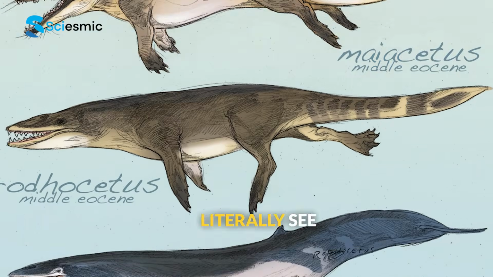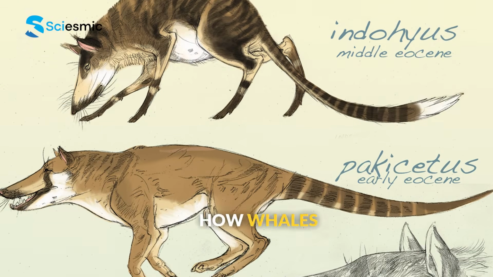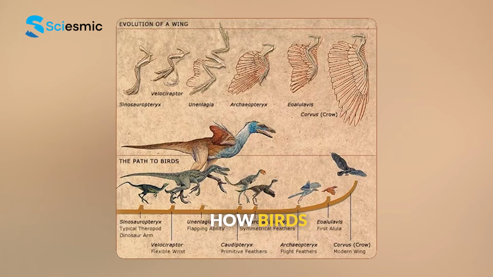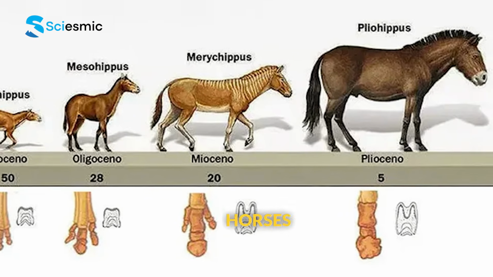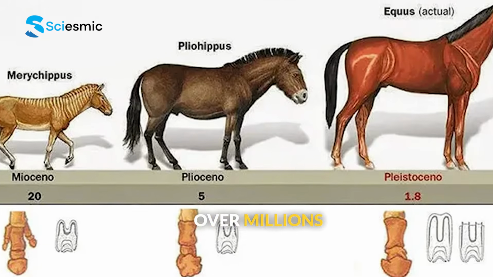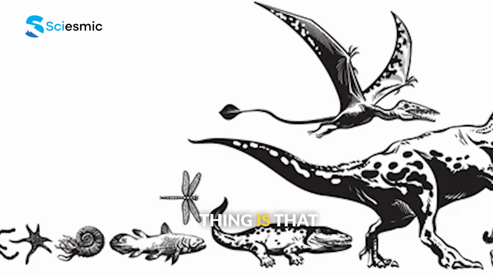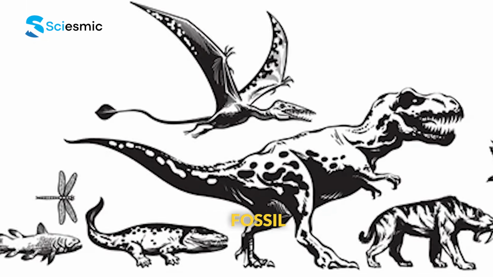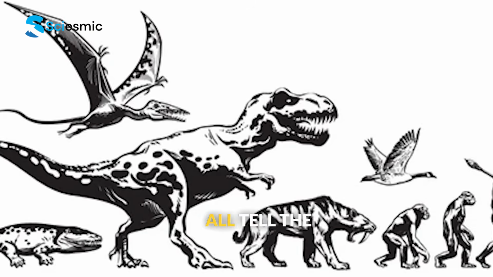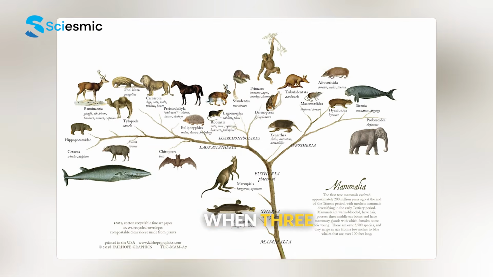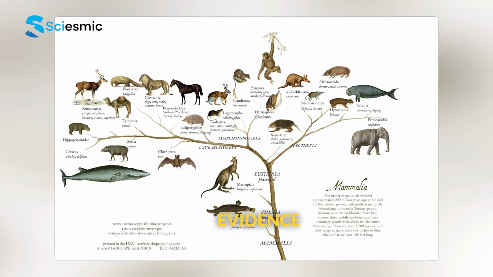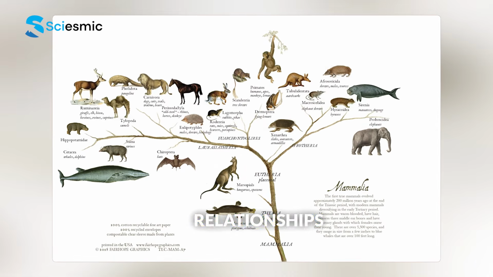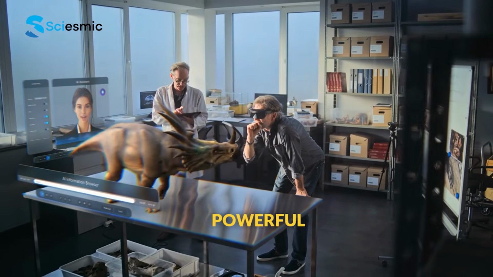We can literally see in fossils how whales evolved from land mammals, how birds evolved from dinosaurs, and how horses modified their feet over millions of years. The beautiful thing is that anatomical evidence, fossil evidence, and molecular evidence all tell the same story. When three completely different types of evidence all point to the same evolutionary relationships, that's some powerful scientific support.